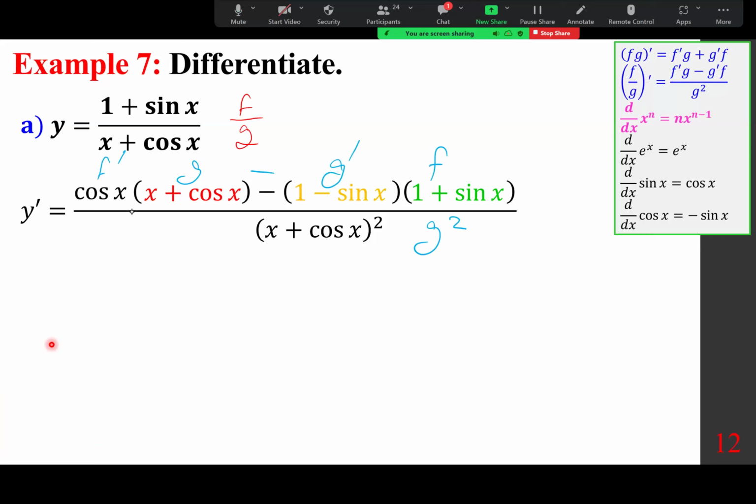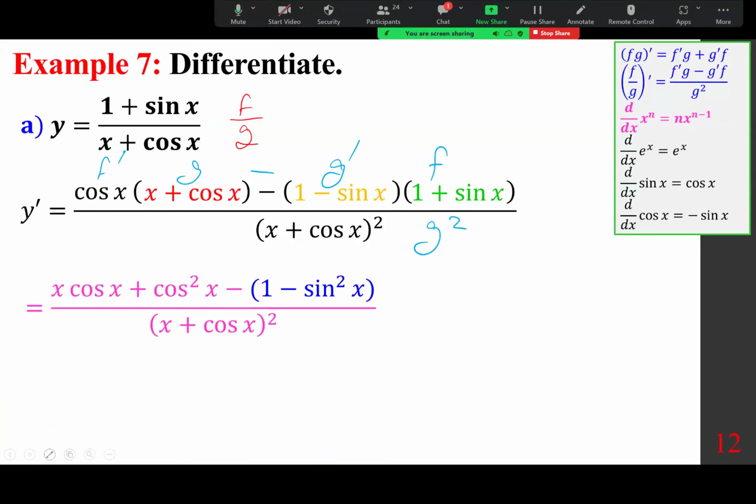So this is x times cosine x. This is cosine squared. 1 minus sine times 1 plus sine is 1 minus sine squared, because everybody knows that a minus b times a plus b is a squared minus b squared. Okay, class?